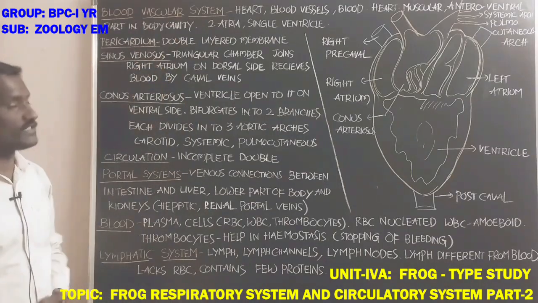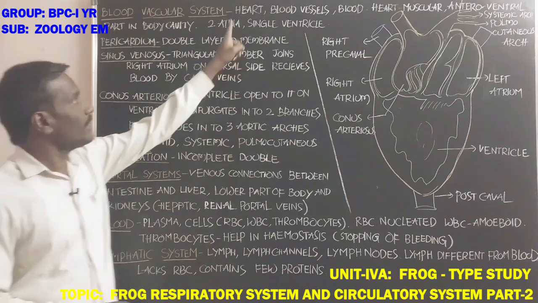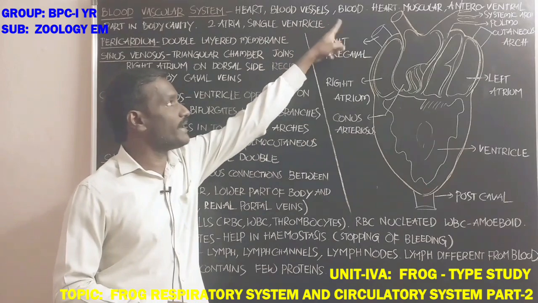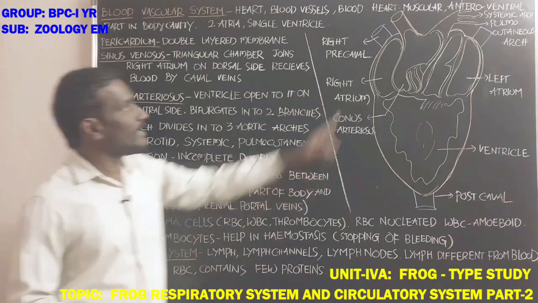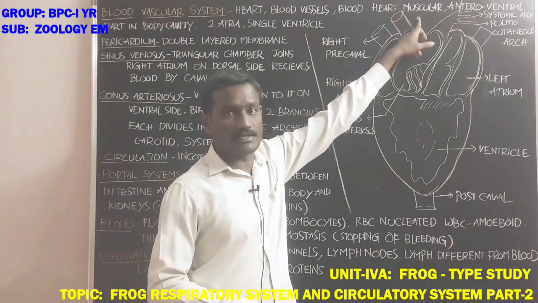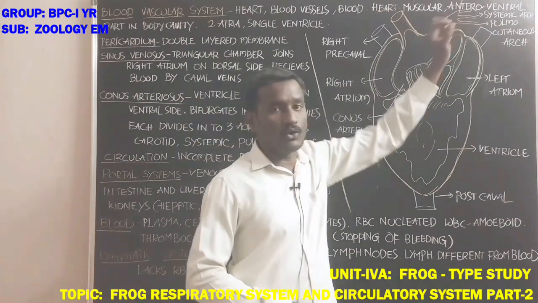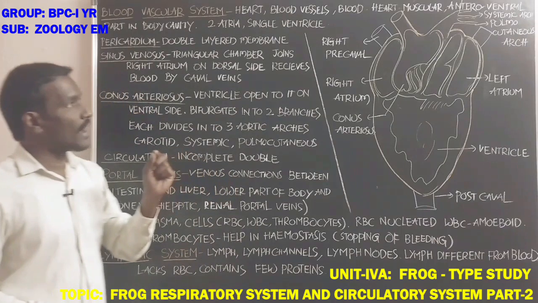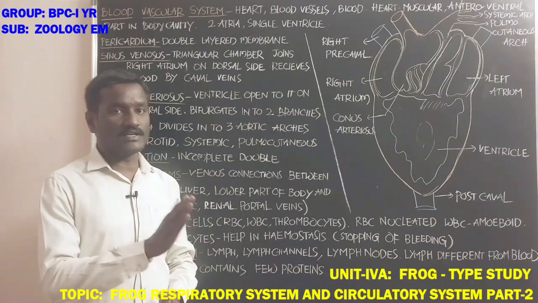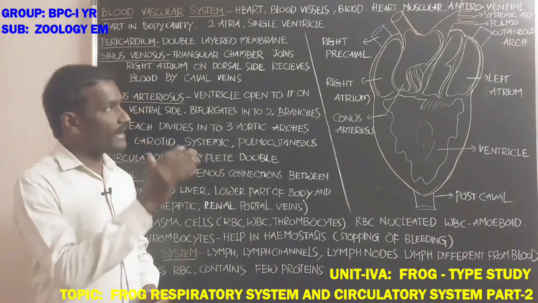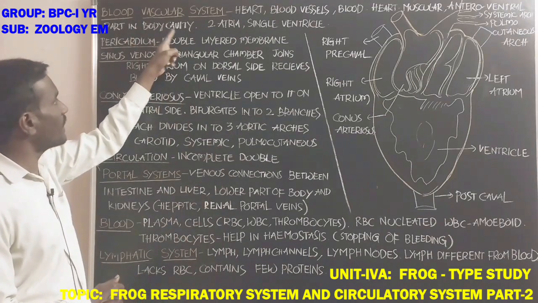Students, blood vascular system, blood circulatory system of the frog. It is with heart, blood vessels, blood. Students, what about the heart? Heart is muscular. It is formed by muscles. Heart is located at the anteroventral part of the body cavity.